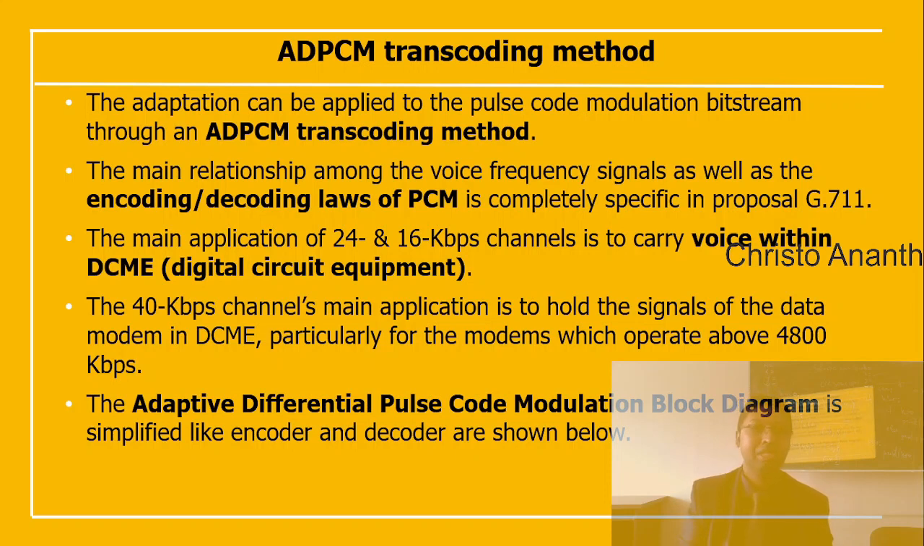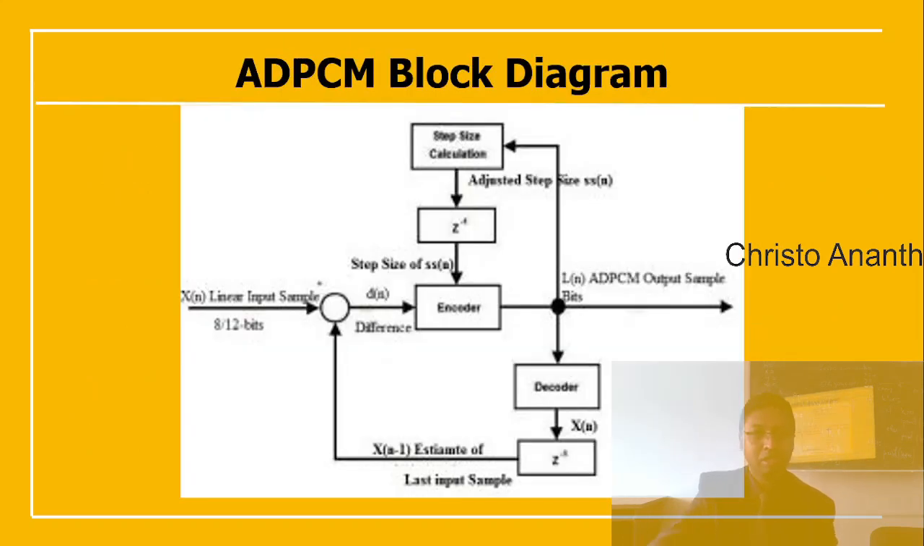Okay, so this is ADPCM, adaptive differential pulse code modulation, simplified like the encoder and decoder that we see over here. Okay, so here we will have the linear input sample of 12 bits, which is passed to the difference signal, the encoder.